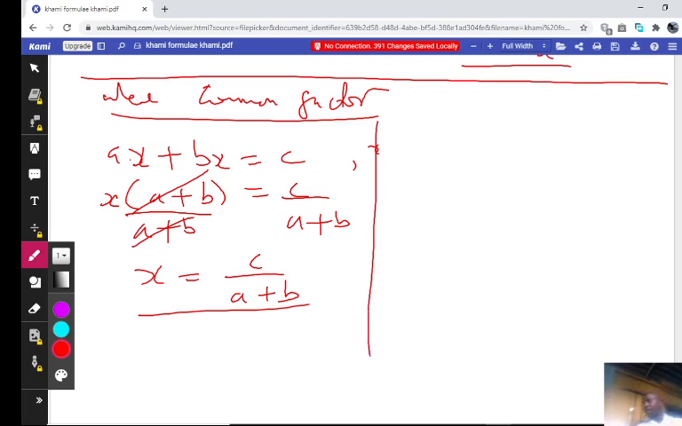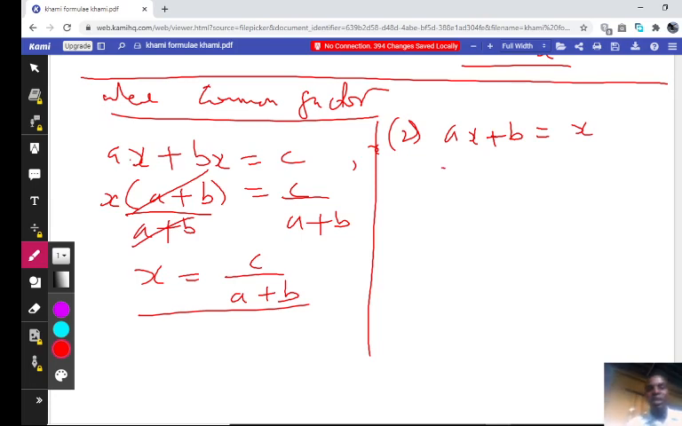Then another example. Let me put another example. Example 2: ax plus b is equal to x. Like this. Right, so the first thing is to collect like terms. Like terms, we're saying the terms that contain the letter that you want to make subject. In this case it is x. So all terms containing x are supposed to be on the left side.